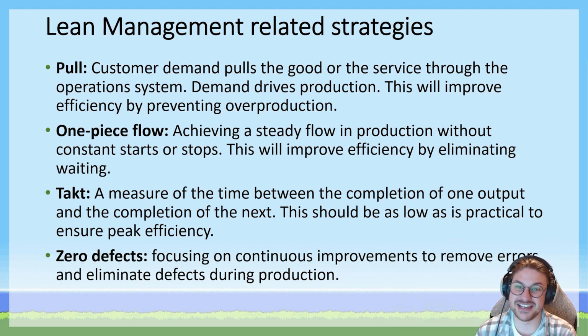And certainly, finally, 0 defects. It is what it says on the tin. Stop making mistakes. If you can remove errors from production, then you won't have any defective outputs that need to be thrown away. If you don't make mistakes, you don't need to worry about fixing mistakes. And if you can prevent mistakes from happening at all, that is the best way to improve your efficiency in operations.